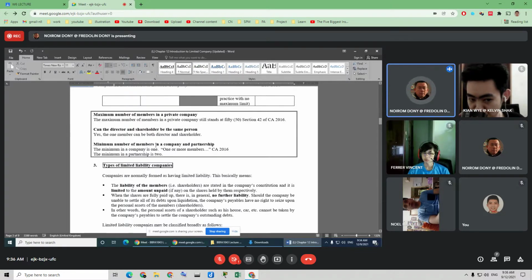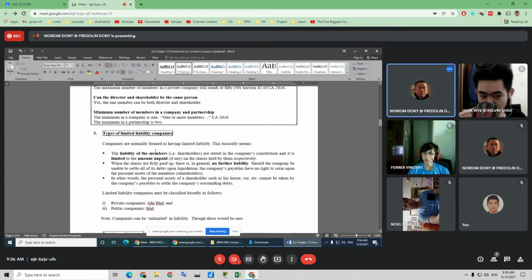So, the minimum number of members in a company and a partnership. The minimum in a company is one or more members. But for a partnership, it is two.